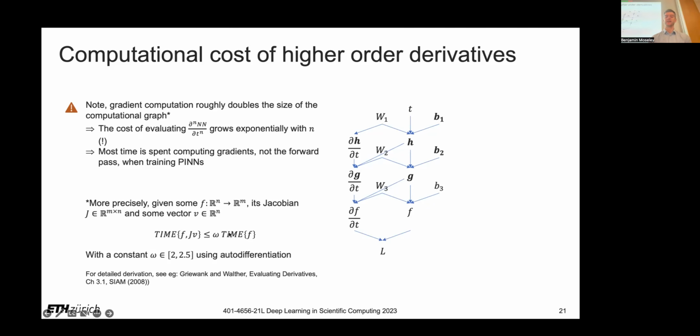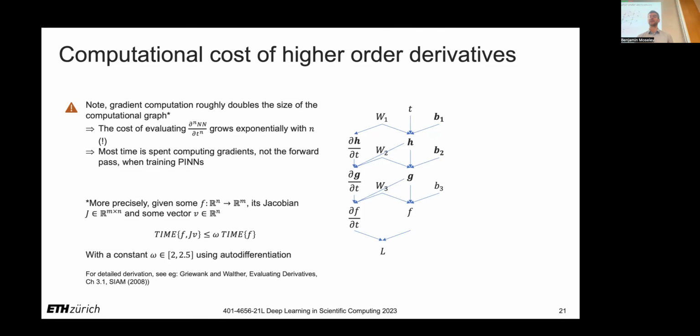But the key thing here is this constant, which is usually around 2.5. So if we compute Jacobian vector products multiple times, we're multiplying by about 2 each time. That's actually exponential. If we want to compute d^n u by dt^n up to the nth order, that's going to grow exponentially with n.